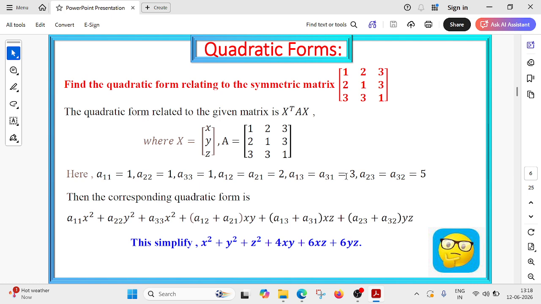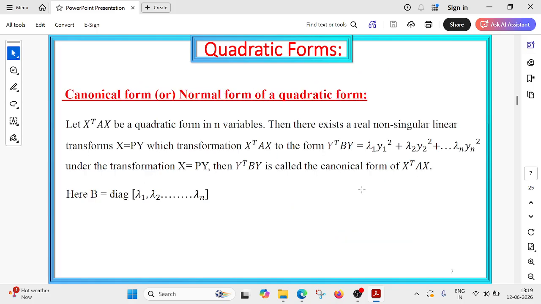Next, find the quadratic form relating to the symmetric matrix. See, you are writing it in reverse mode. So now the matrix is given, and you are going to write the quadratic form. The quadratic form is x transpose Ax, so we write x transpose, then A with the given data, and x also. After that we get x square plus y square plus z square plus 4xy plus 6xz plus 6yz, which is the final quadratic form for the given matrix.